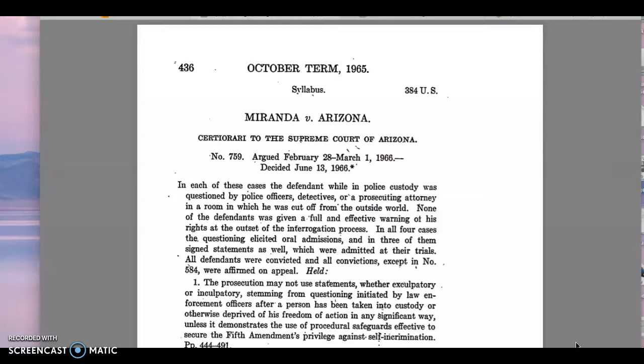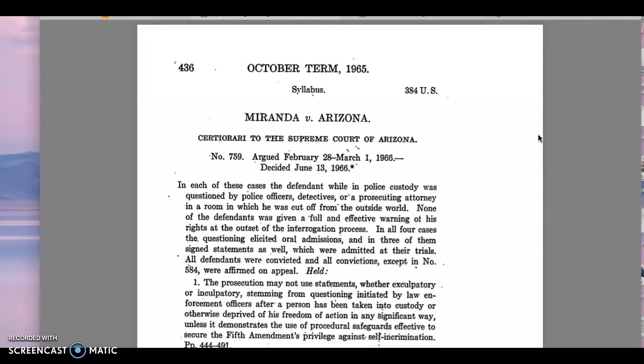Those rights come from a case called Miranda v. Arizona. And if you look at this opinion, you notice first up here, October term 1965. 65 is when the case was argued, or when this decision was argued. Down here you see that it was decided in 66. 384 U.S. That is a reference to the volume of the United States opinions, the U.S. recorder. It's a volume of Supreme Court opinions.